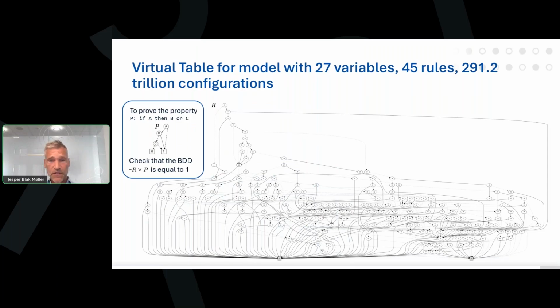And if that's the case, we have formally proved that all of the 290 trillion configurations satisfy the property that we're interested in. And this can be done extremely efficiently using BDDs, and it only takes a few seconds on a normal PC.